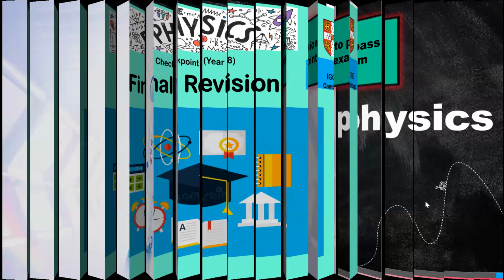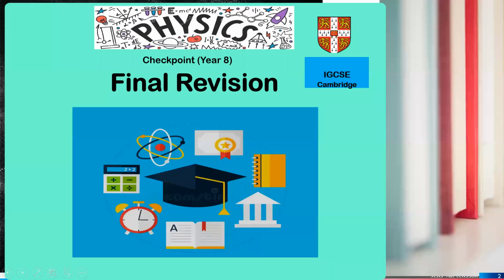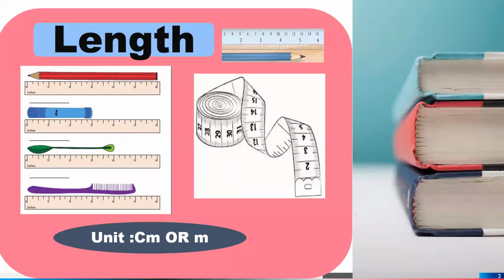Let's start with the main concepts you need to understand. How can we measure the different physical quantities, which are the basic quantities, like the length, the mass and the time? How can we measure the length? We can measure the length by using the ruler or by using the measuring tape.